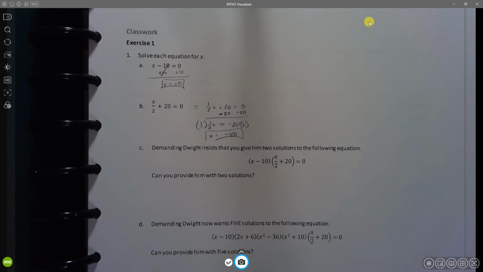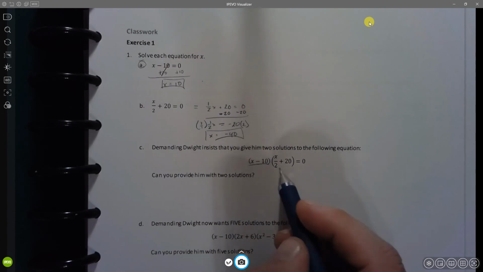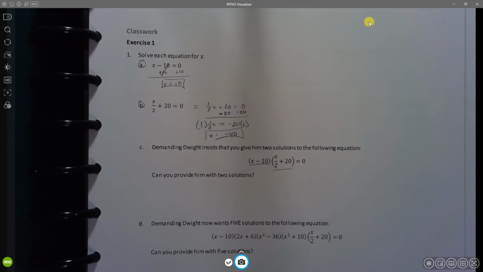If you look at the factored expressions, x minus 10 is the same as a. x divided by 2 plus 20 is the same as b. The idea is that one of these factors has to be 0. Okay? Doesn't matter what the other value is. If one of them is 0, remember, 0 times anything is 0. So in this situation, we're trying to find what solutions would make one of these factors 0. Okay? So think about it.